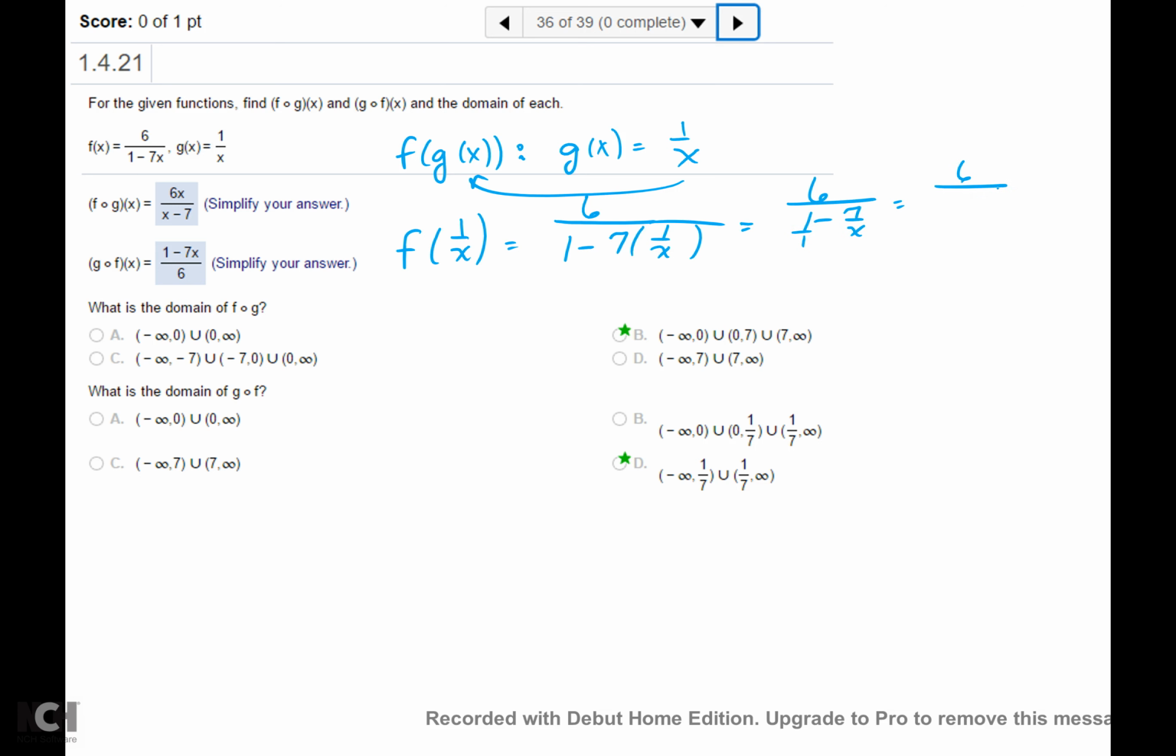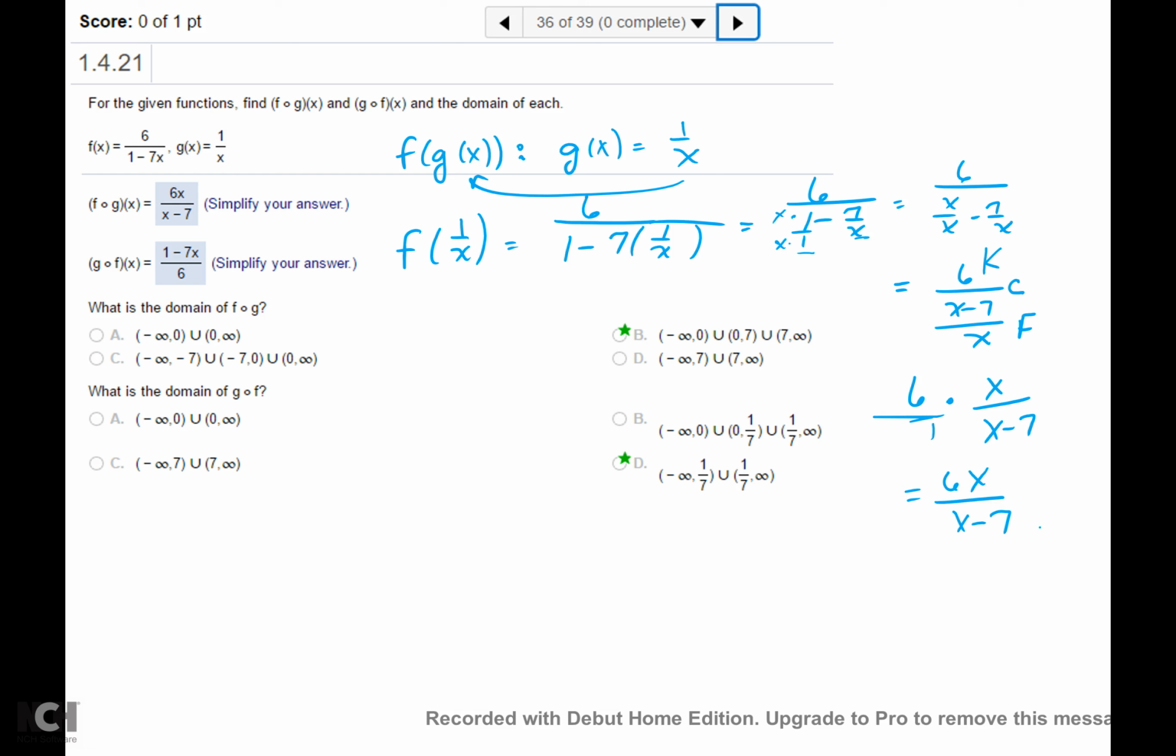I need a common denominator, which is going to be x over x. My common denominator is going to be x, so multiply by x, you get x over x. So that gives me 6 over x minus 7 over x. Keep, change, flip, keep the 6. Change the times, flip the bottom, so it's x over x minus 7, and then multiply straight across would give me 6x over x minus 7.